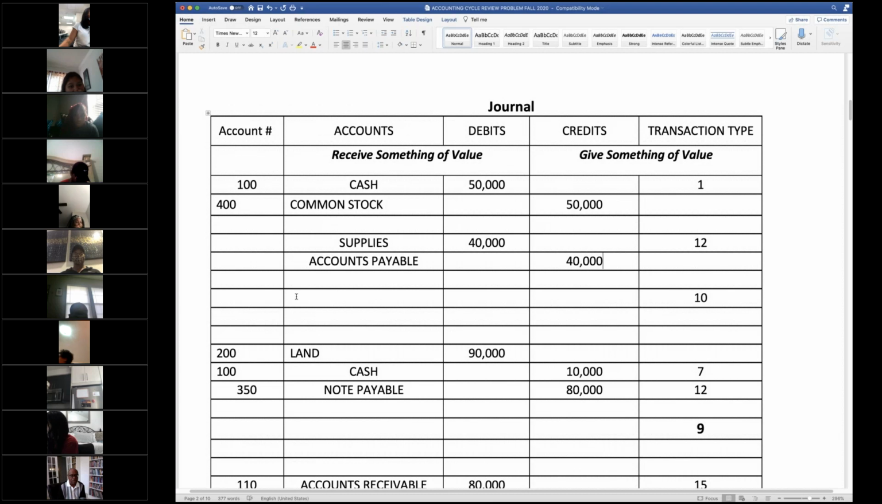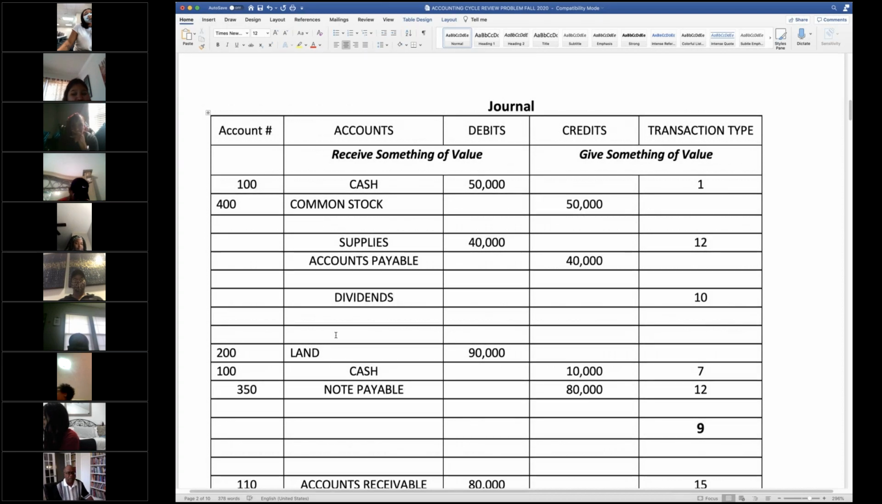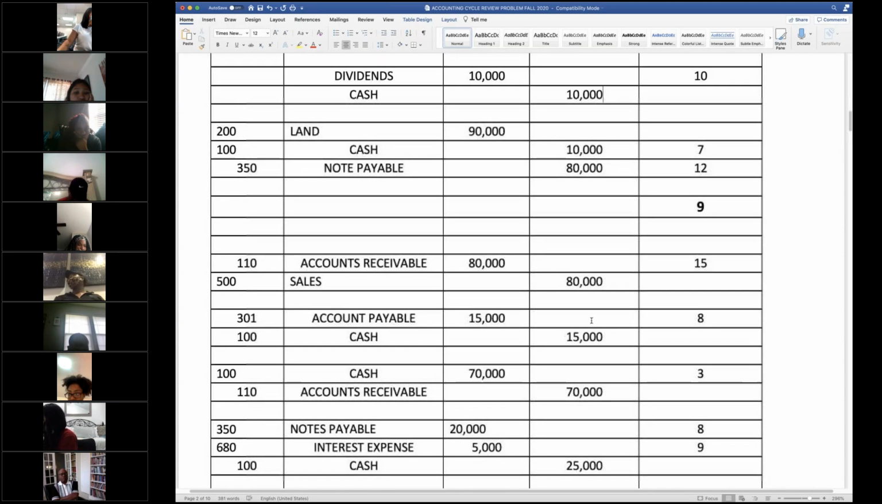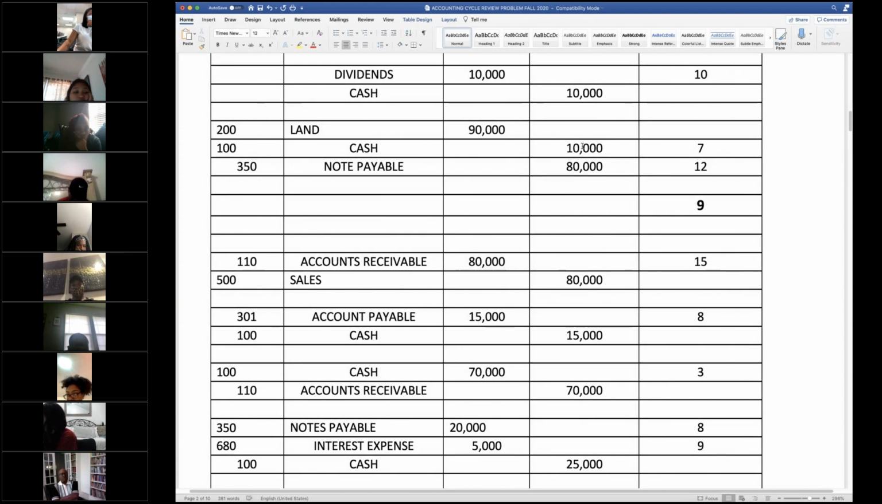This is the payment of the dividends. What did we debit? Dividends. What did we credit? Cash. Did you have this journal entry? Yeah, debit 10,000 for dividends and cash credited 10,000. Okay. Here we have another 10,000 credit to cash.